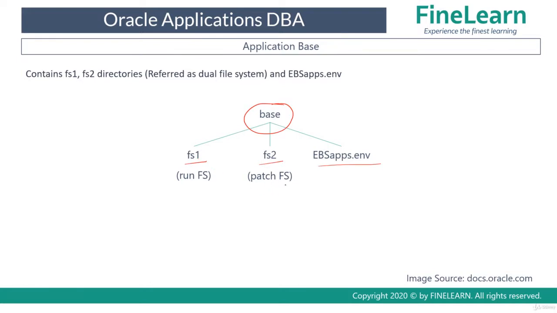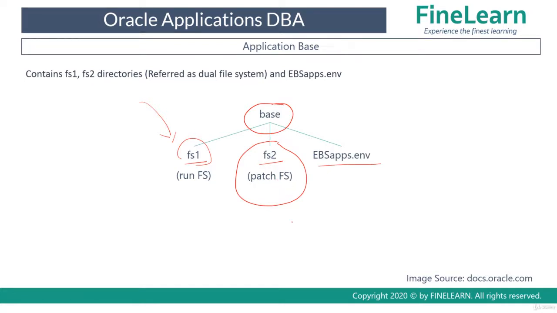But remember, both are identical, and at any one point of time, the users basically connect to only one of these file system. Let's say for example, fs1 is my run file system, all the end users connect to this file system. So end users basically connect to the run file system always. So if fs1 is my run file system, then fs2 becomes automatically the patch file system. So what is the use of the patch file system exactly? The patch file system is basically used only for the online patching activity.